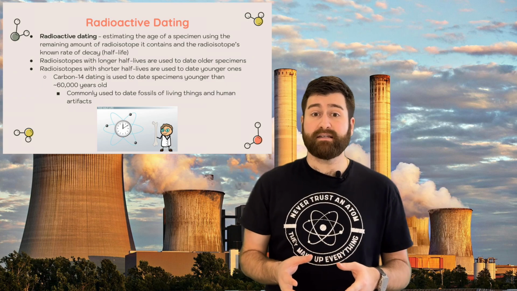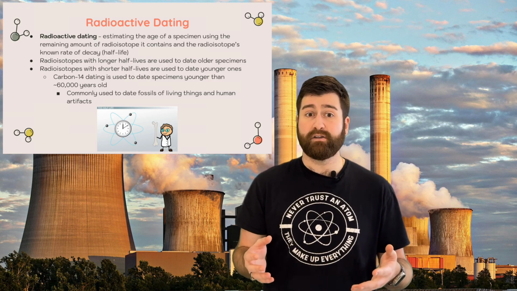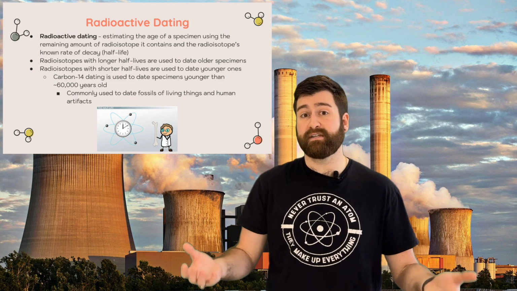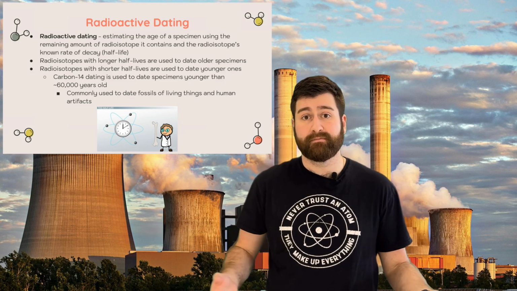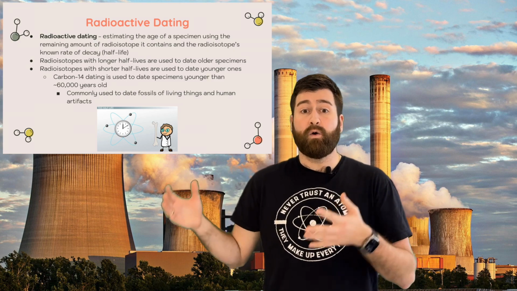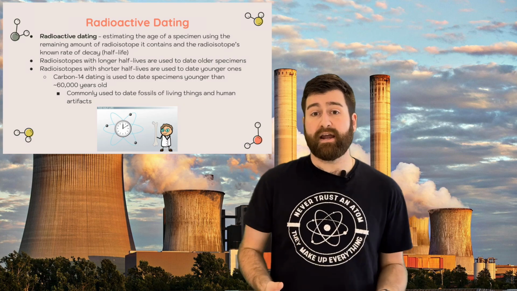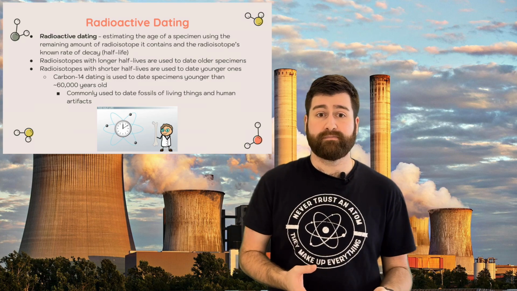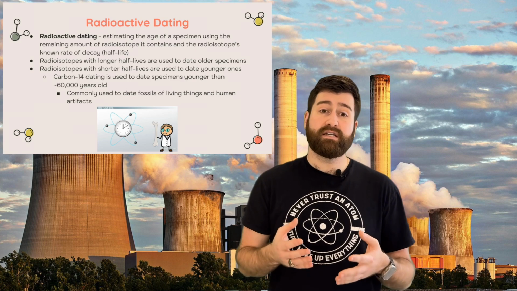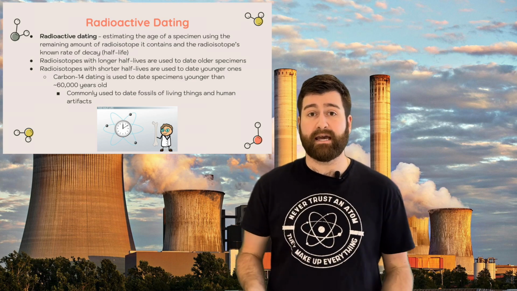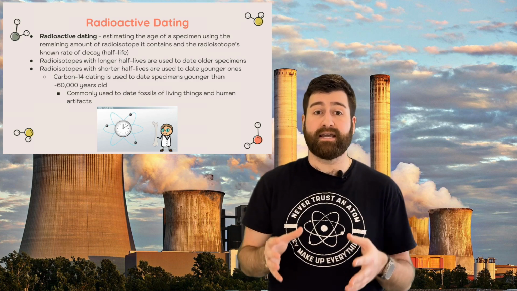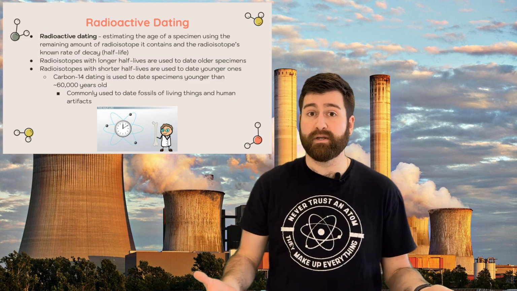Radioactive dating is the process of estimating the age of a specimen using the remaining amount of radioisotope it contains and the radioisotope's known rate of decay, aka the half-life. Radioisotopes with longer half-lives are used to date older specimens, while radioisotopes with shorter half-lives are used to date younger ones. Carbon-14 dating, that radioisotope I keep mentioning, is used to date specimens younger than approximately 60,000 years old. With this date range, carbon-14 is commonly used to date fossils of living things and even human artifacts.